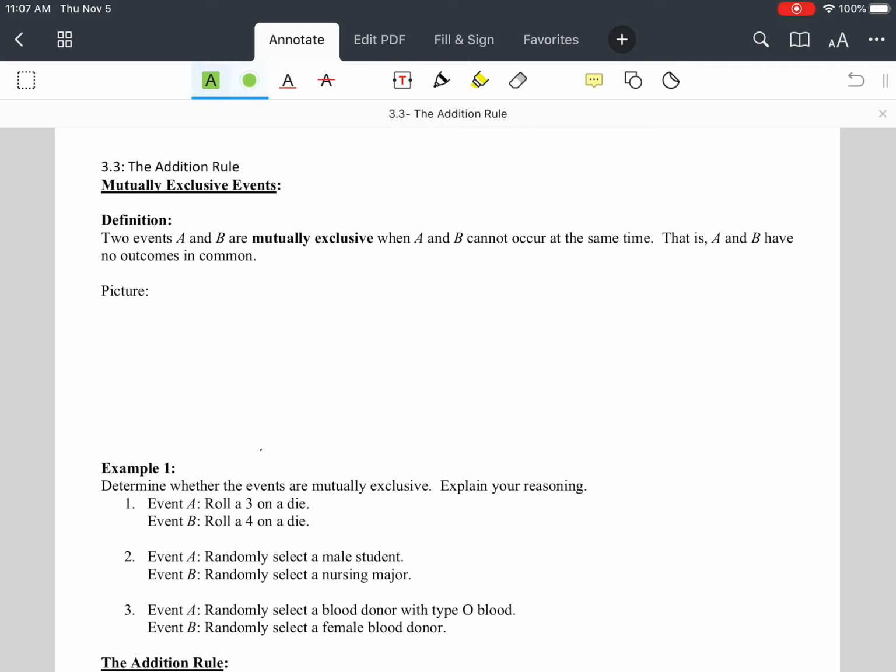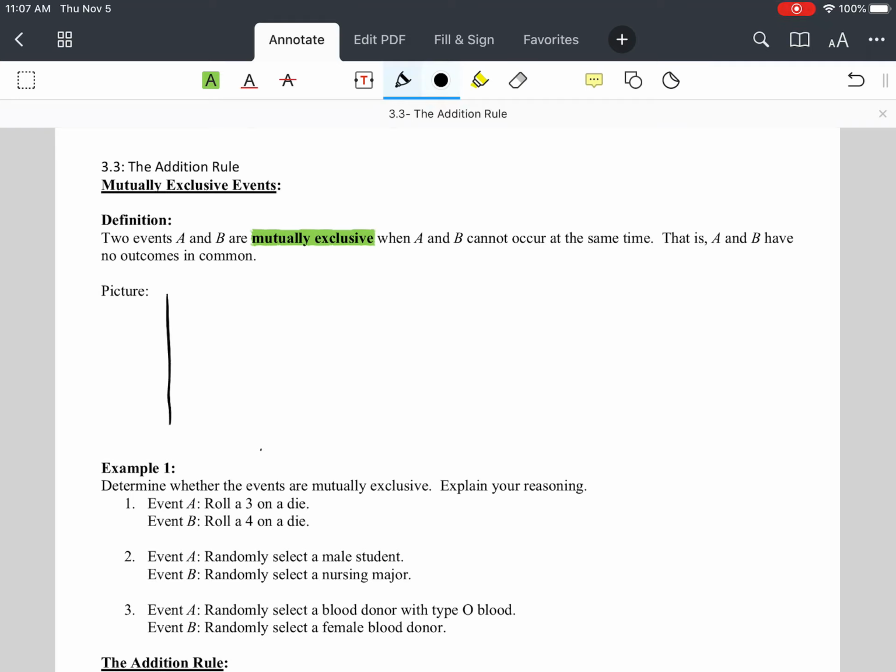All right, in this section, we're going to be talking about the addition rule. Now, to begin, we're going to define what it means to be mutually exclusive. To define mutually exclusive, it says the two events, A and B, are mutually exclusive when A and B cannot happen at the same time.